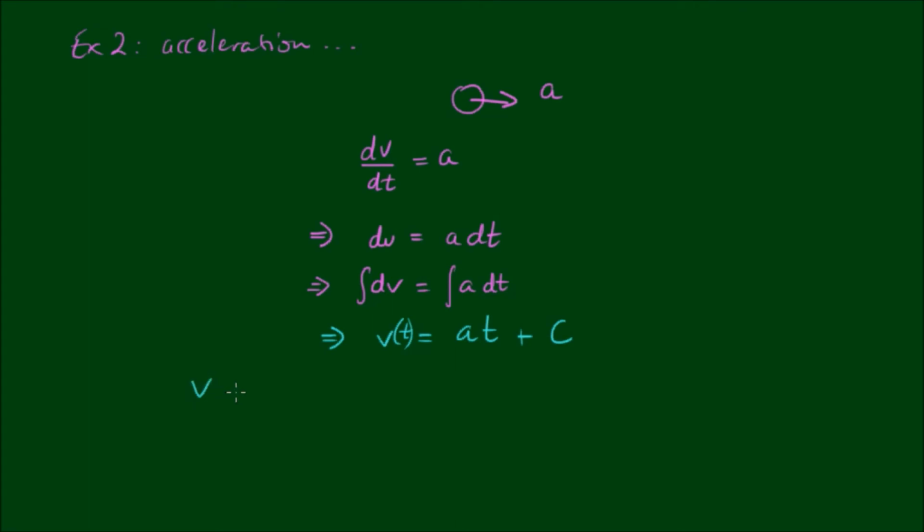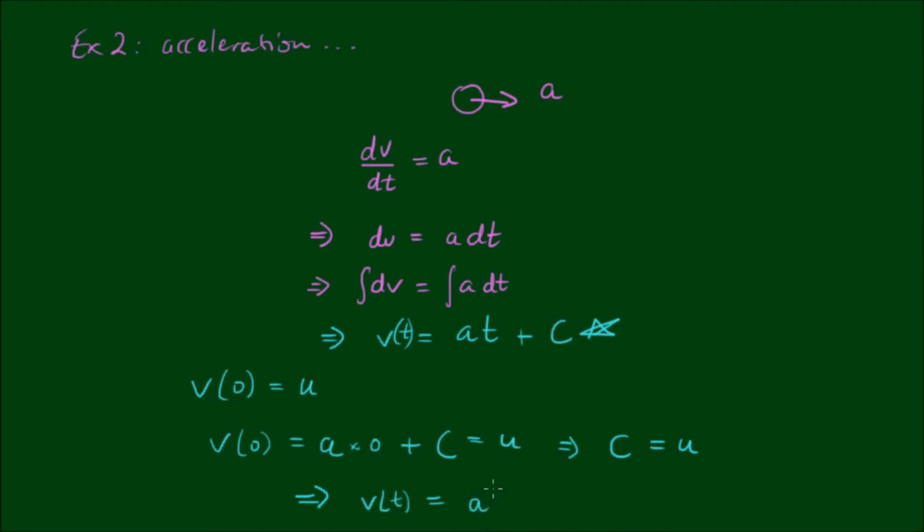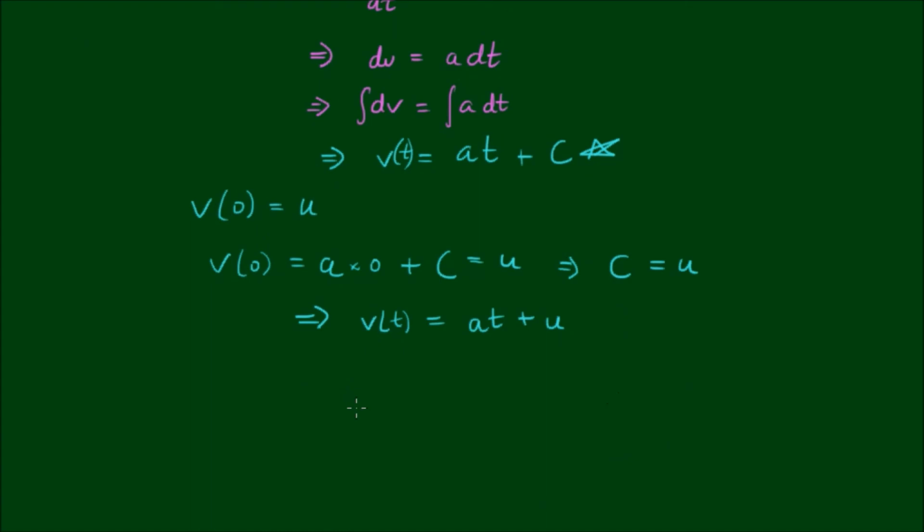Now let's say that the velocity at time equals 0 is equal to u, a starting velocity. So then according to our equation for velocity, we have v at time equals 0, which equals the acceleration times 0, plus the constant c, is equal to u. And that means that our integration constant c is equal to the initial velocity, u, and thus the unique solution, v of t, equals the acceleration by time plus u, the initial velocity. But let's extend this further.